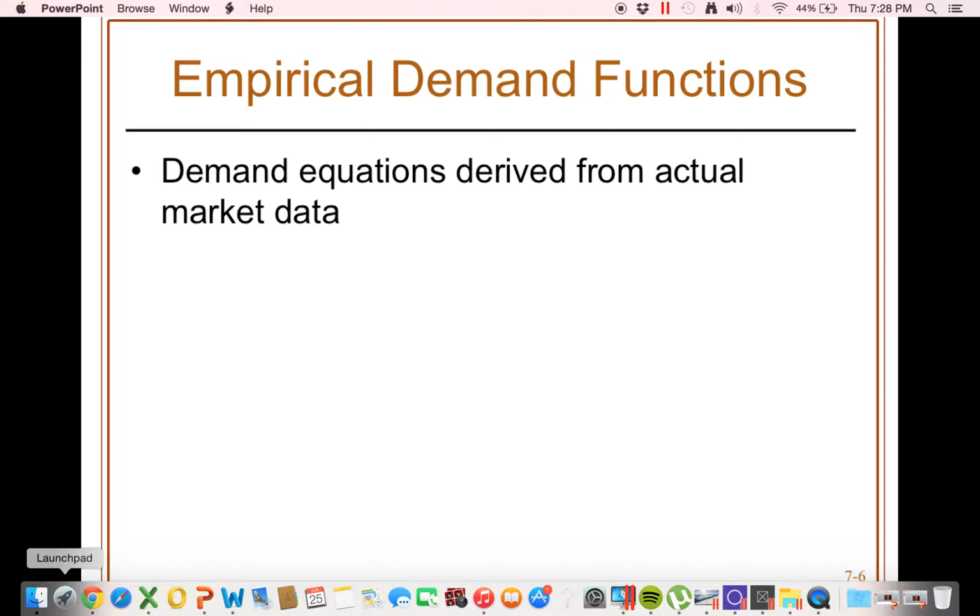Okay, so empirical demand functions. Demand equations are derived from actual market data here, and they will be useful in making pricing and production decisions. So basically what we're doing is we're taking the theory of demand and we're gathering data to try to create our own demand curve.